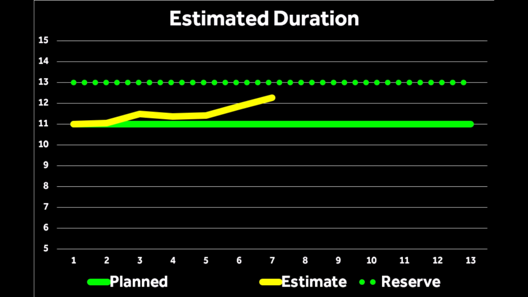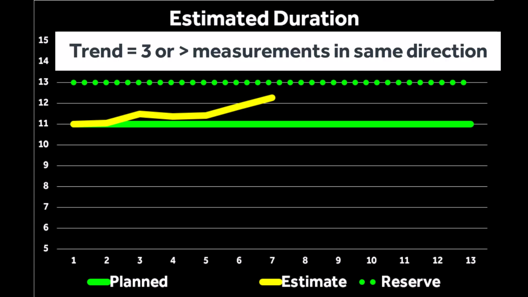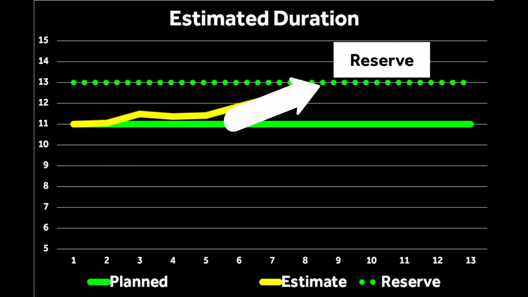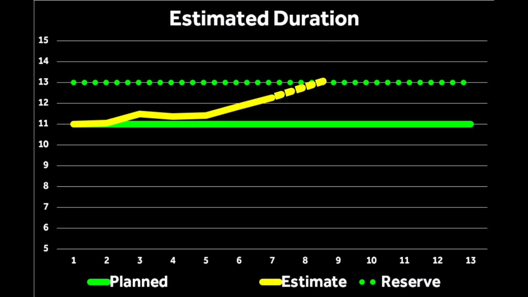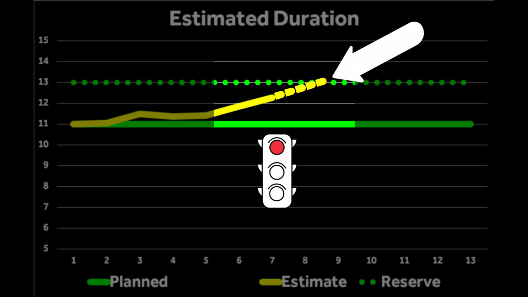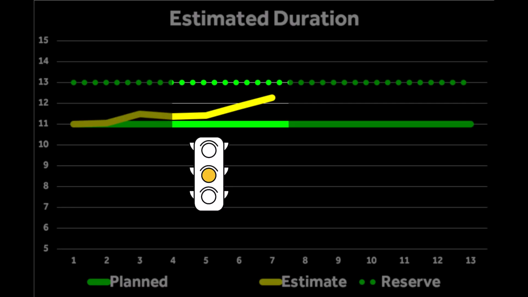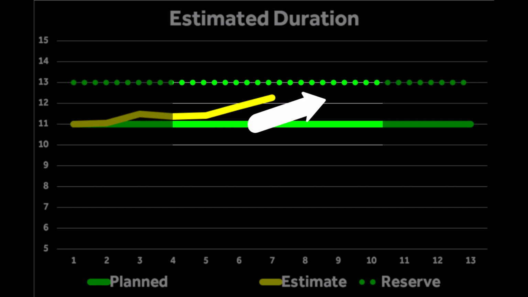Then, compare the estimated duration to a threshold value. Is there a trend? A trend is 3 or more consecutive measurements headed in the same direction. Here, the trend heads towards reserve. If it breaches that threshold, it's a crisis, and it's too late to recover. So, heed the warning. When estimated duration passes planned duration and heads towards reserve, start problem solving right away.